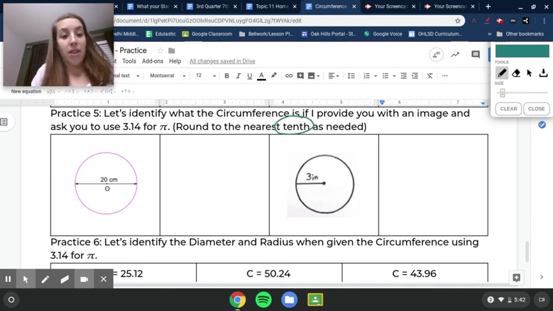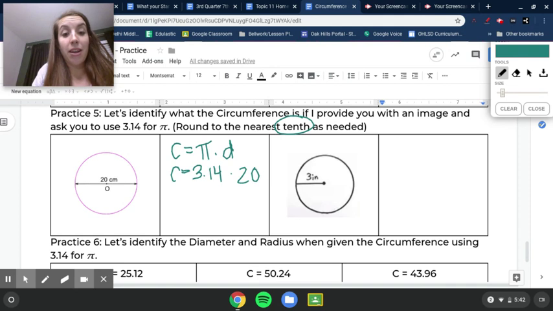Okay, this picture has given me the diameter. Remember, the diameter is the one that goes all the way across. I always say the diameter is the longer word, so it's the longer line. Radius is the shorter word, so it's the shorter line. So I'm going to use that formula. C is equal to pi times the diameter. C is equal to, they tell me to use 3.14 times 20.